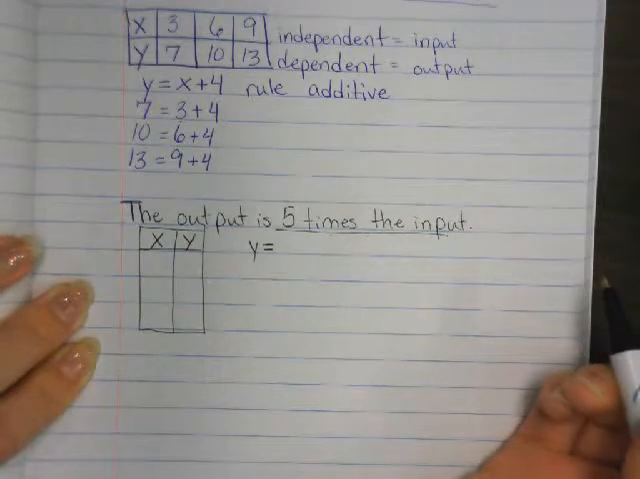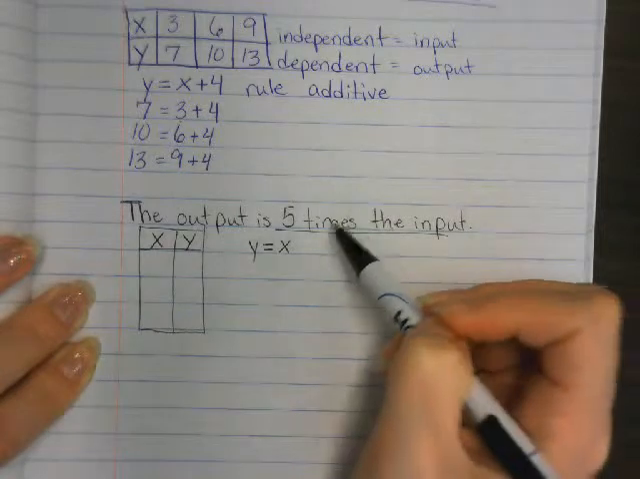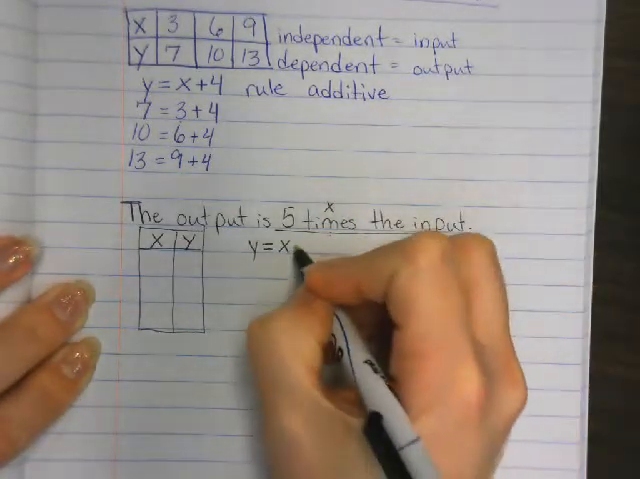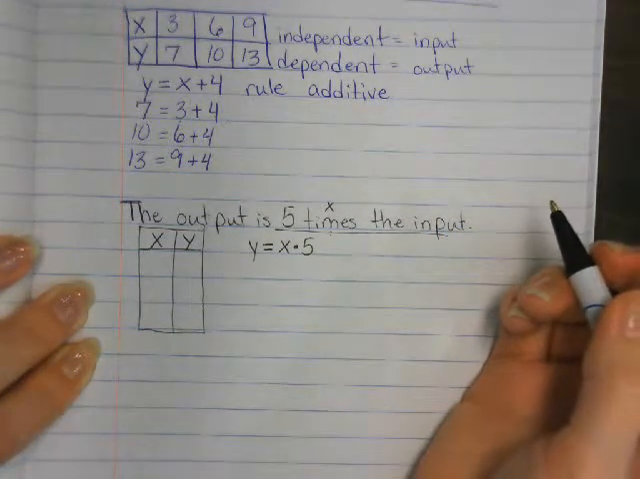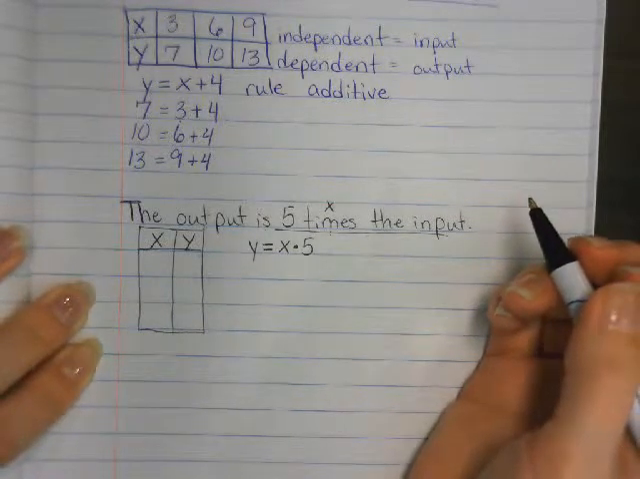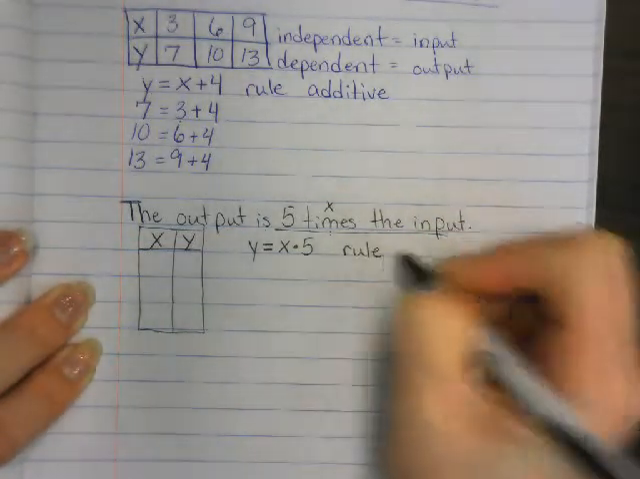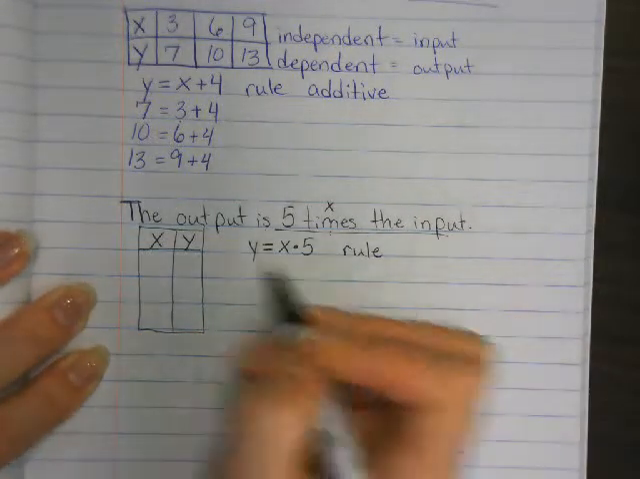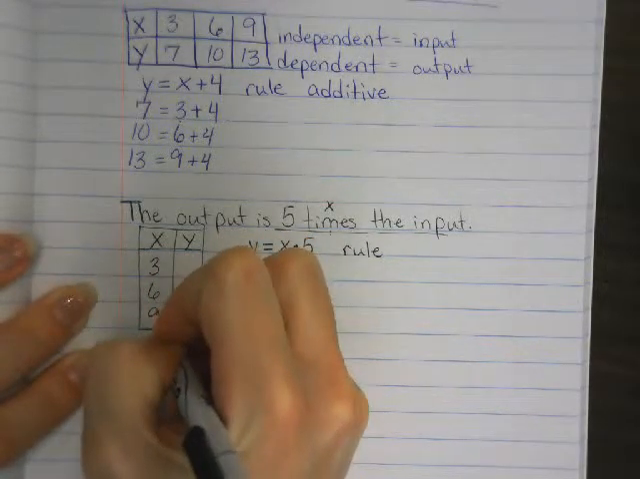If I deconstructed this sentence, this would basically say Y is 5 times the input. This tells us our operation. The input is X, and I am multiplying, because it says times, by 5. So my X, I am multiplying by 5 to then get my Y value. This is my rule. So let's say that our X values are 3, 6, and 9.